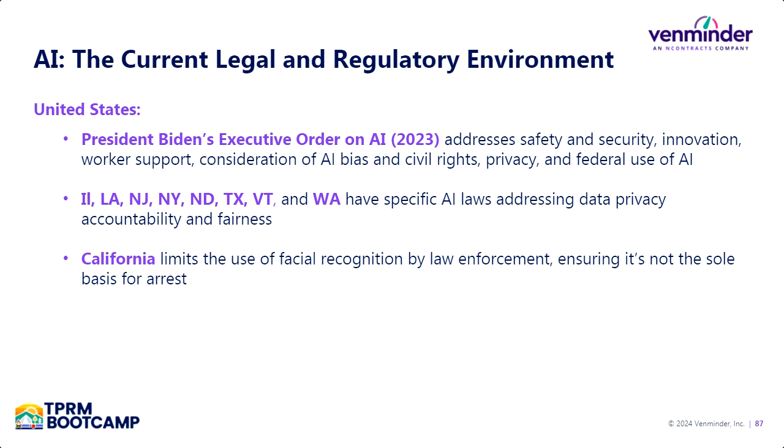So we have to think about the regulatory environment. Let's start with the United States. We had President Biden's executive order on AI last year, and it's really kind of a high-level view that's talking about safety and security, but it's also about worker support, right? How do we keep from losing jobs? And civil rights might include AI bias and how the federal government will use AI. There are multiple states that are implementing or drafting specific AI laws that really focus on data privacy, accountability, and fairness. And in California, they actually have a law that limits the use of facial recognition by law enforcement.